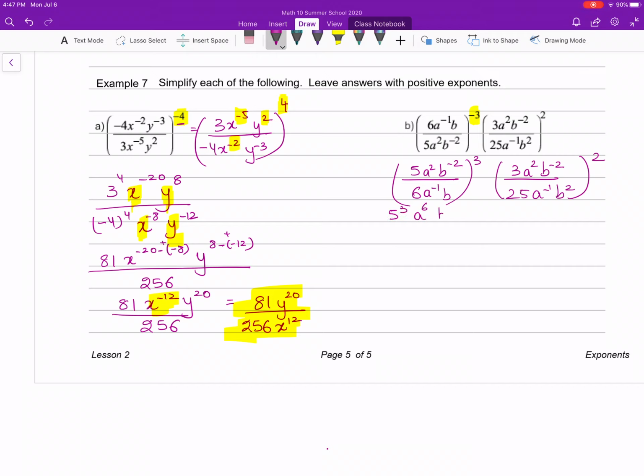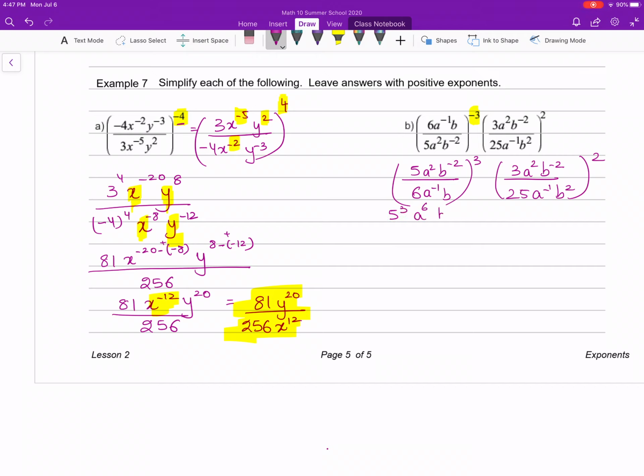Now we'll multiply it. 3 squared, which is 9, a to the power 6, b to the power minus 4, 25 squared, a to the power minus 2, and b to the power 4. So what we did, we just multiplied these. Right? Now let's simplify further. 5 cubed is 125 over 216. a to the 6 minus minus 3. b to the minus 6 minus 3. That's one bracket. And then we have 9 over 625.